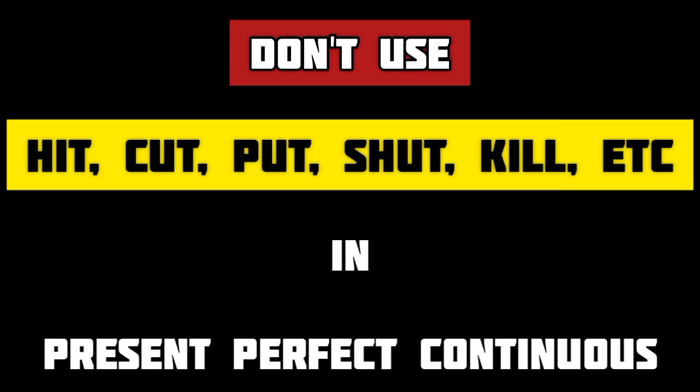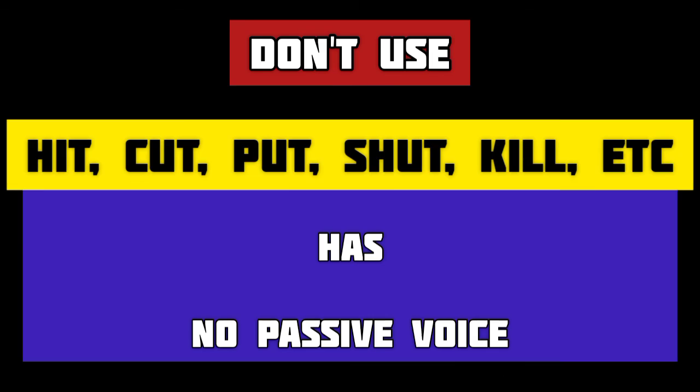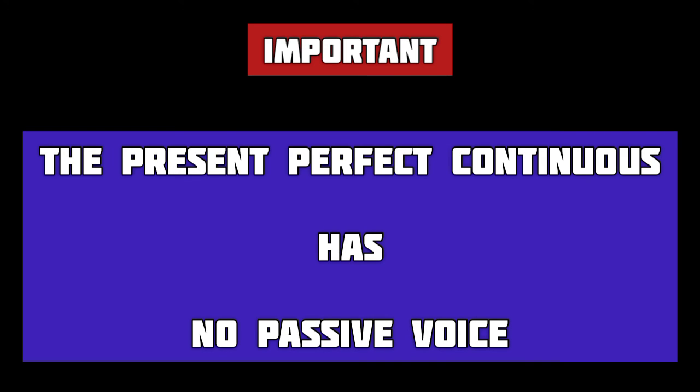Well, there are some verbs like cut, put, heat, shut, kill, etc., which should not be used in the present perfect continuous tense. These verbs should be used in present continuous or present perfect tense. Well, finally, let me tell you that the present perfect continuous tense cannot be used in the passive voice. It is an exception in this respect. In passive voice, we may instead use the present perfect or the present continuous tense.